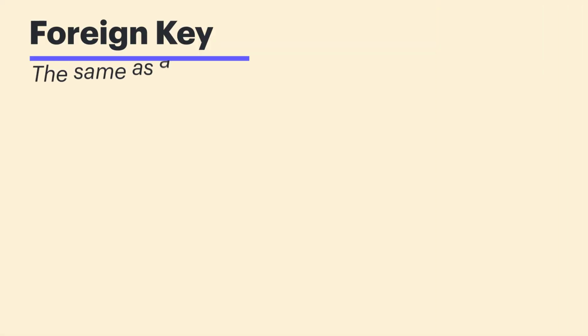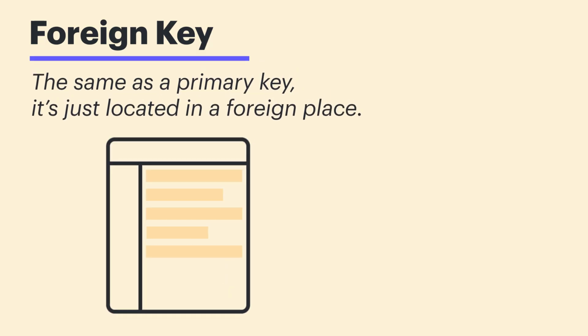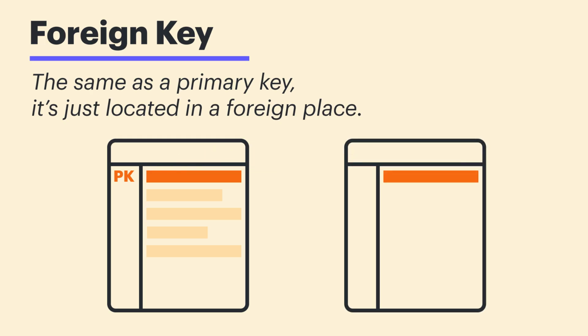Now that we have our primary keys nailed down, we need to talk about foreign keys. A foreign key is the same as a primary key, it's just located in a foreign place. For example, maybe you have a primary key in one entity, but it'd be really helpful to pull that data into another. That's where you get a foreign key. And we want to note these foreign keys so we can better understand how our entities relate to one another. So let's see how this plays out in our diagram.